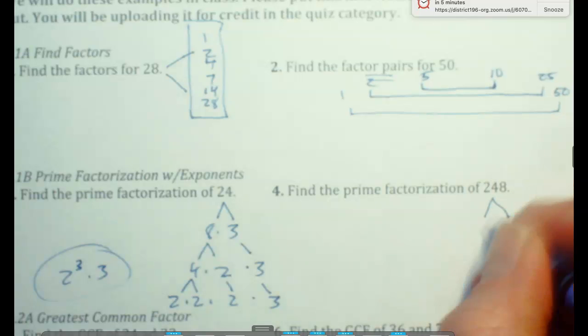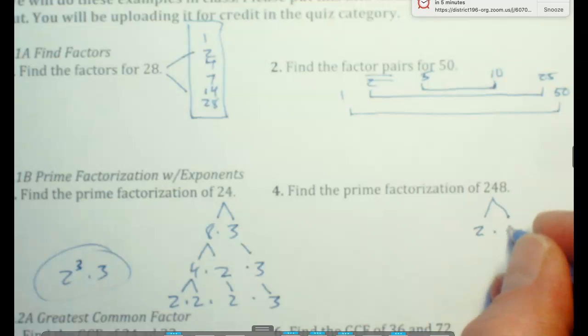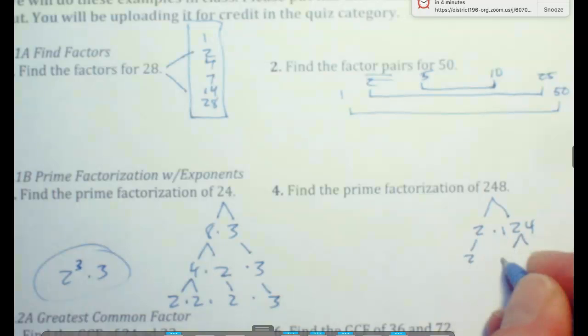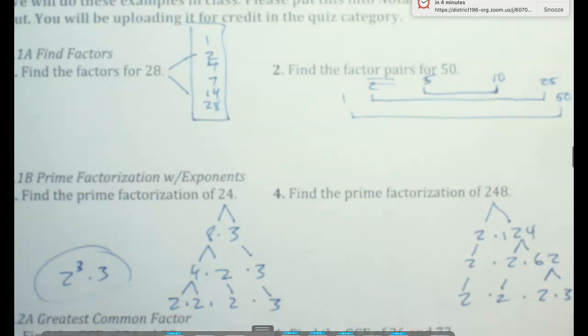248, a little more difficult. I don't know what this is actually, so we'll just do 2 times 124. 2 is prime, but I can break this down into 2 times 62, and break 62 down into 2 times 31. So we could break this one down into 2 to the third times 31.